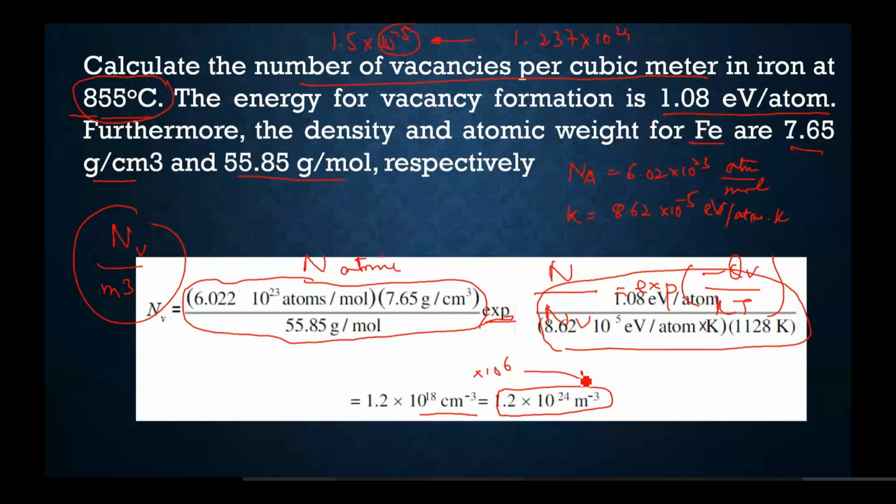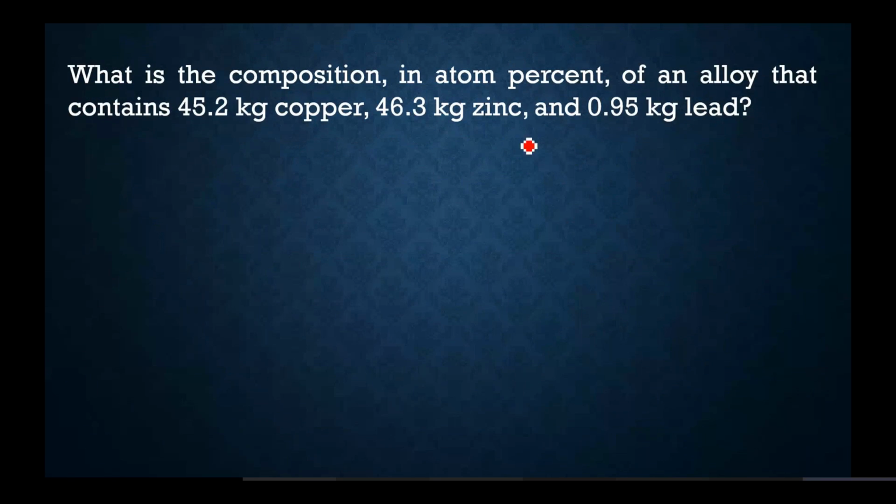Now, the last numerical that we'll be looking into is essentially regarding the composition or atomic percent. It is given that you have 45.2 kg of copper, 46.3 kg of zinc, and 0.95 kg of lead. You have to find the atomic percent of these three elements in this alloy. So what is the formula for atomic percent? Sir, C1 is equal to number of moles of mass 1 over number of moles of mass 1 plus number of moles of mass 2.